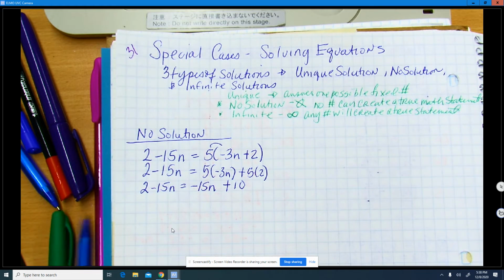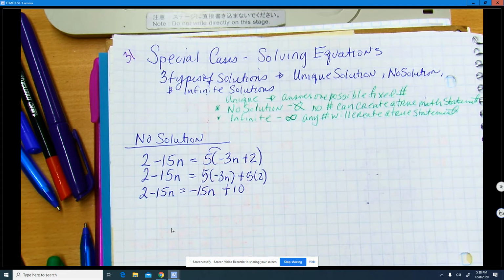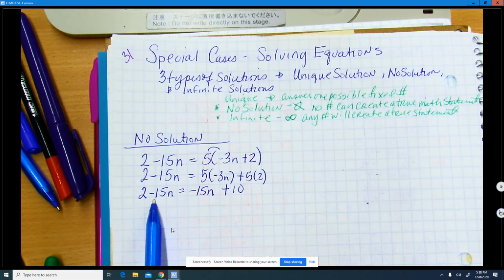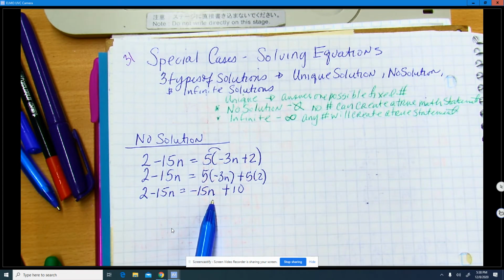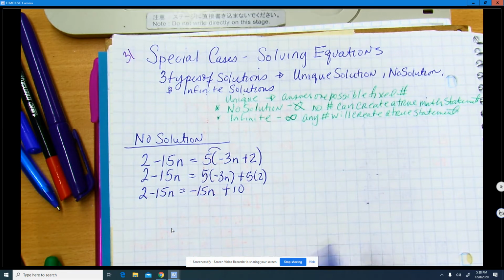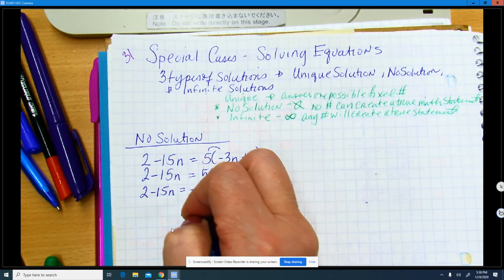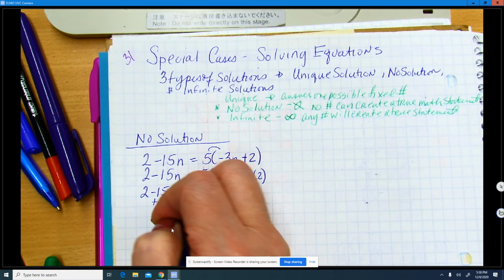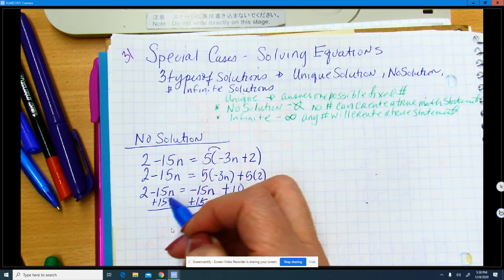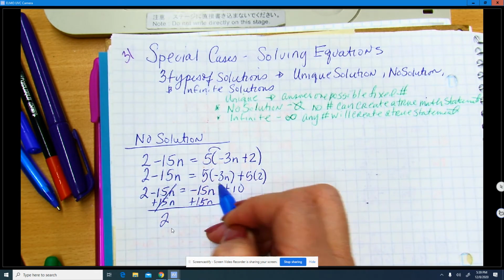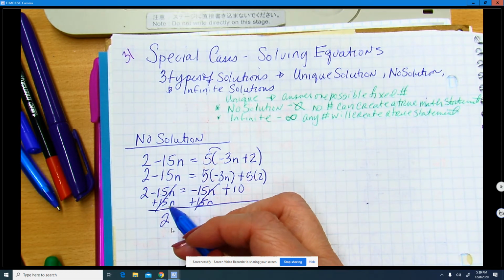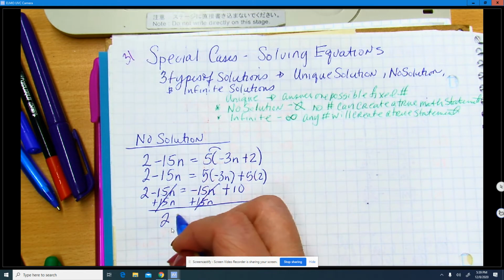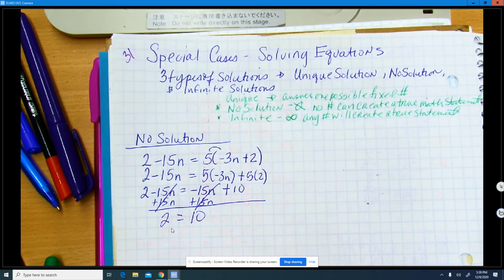Okay. So then I move to my rewind step, and this is the first thing in rewind: you want to get all of your variables on one side. If I look, I should see negative 15n and negative 15n. They are the exact same variable term. So when I rewind them, by doing their inverse, I'm going to add 15n to both sides. We should see that they both cancel out, because negative 15n and positive 15n are additive inverses that lead to 0. So I'm left with 2 equals 10.